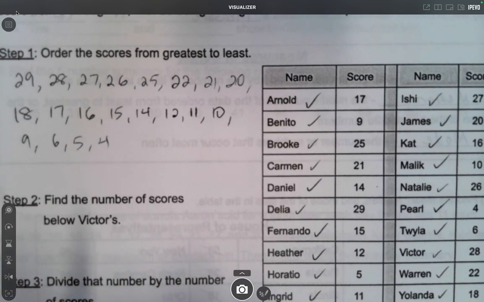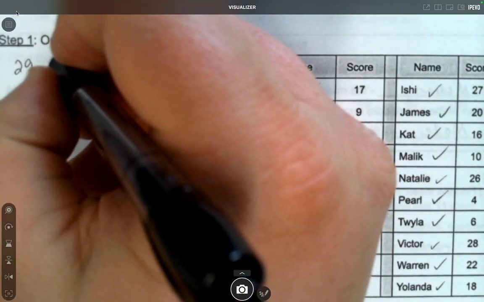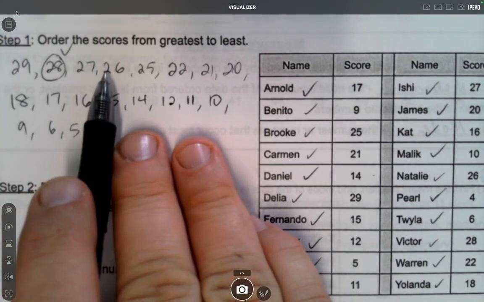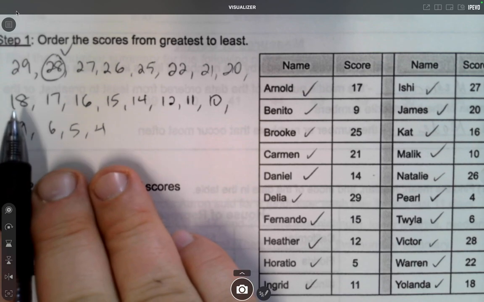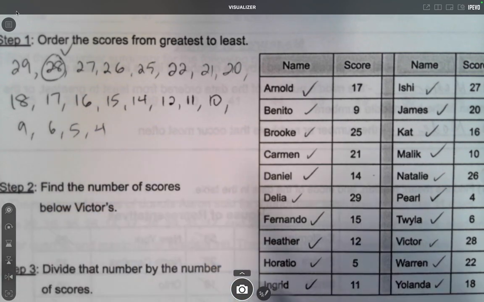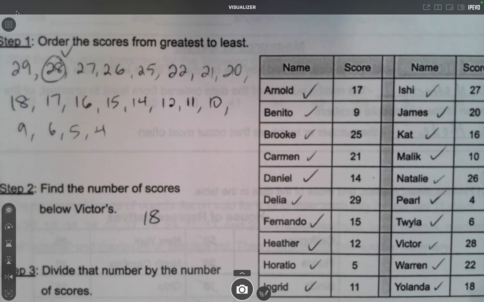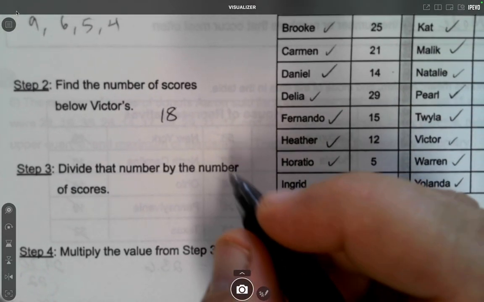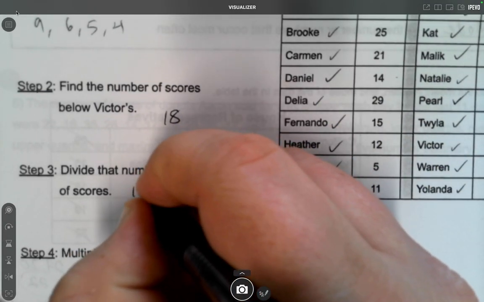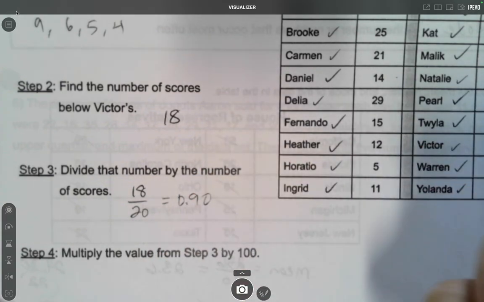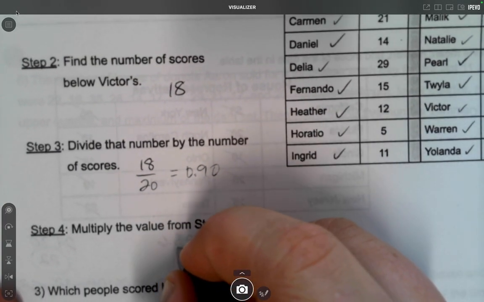So we want to find the number of scores below Victor. So here's Victor. He was the 28. So 1, 2, 3, 4, 5, 6, 7, 8, 9, 10, 11, 12, 13, 14, 15, 16, 17, 18. So Victor scored higher than 18 of the people who were in this contest. Now, to figure out his percentile, we need to divide that number by the total number of scores. So 18 divided by 20, because there were 20 scores, we get 0.90. Then we multiply that by 100, and we get 90%.